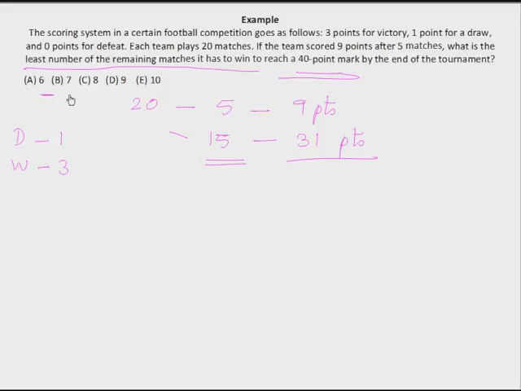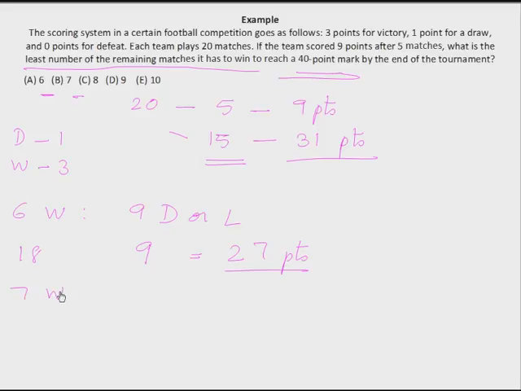Let's just try the values. So suppose there were 6 wins. That means there were 9 draws or losses. Will that do it? Well, 6 wins would give me 18 points, plus 9 draws would give me 9 points. That's 27 points. That's not enough to reach 31. So let's try the next value.